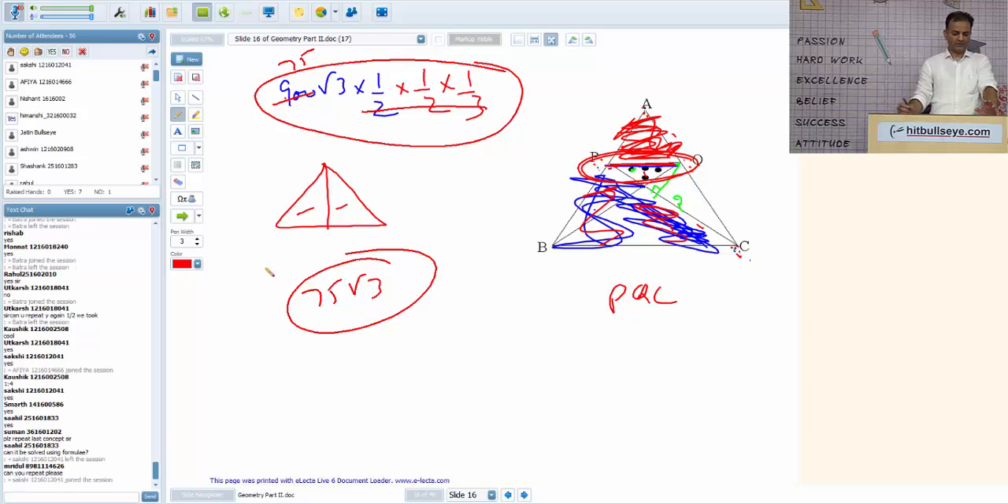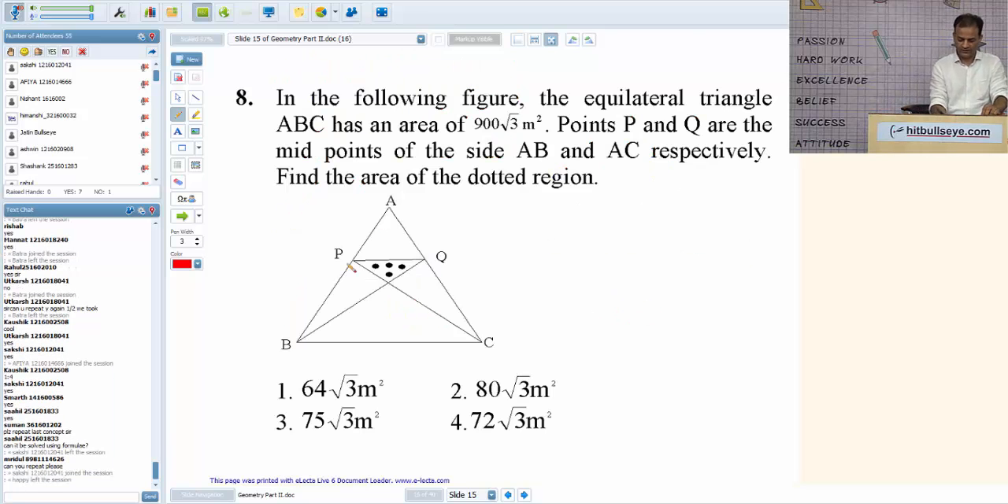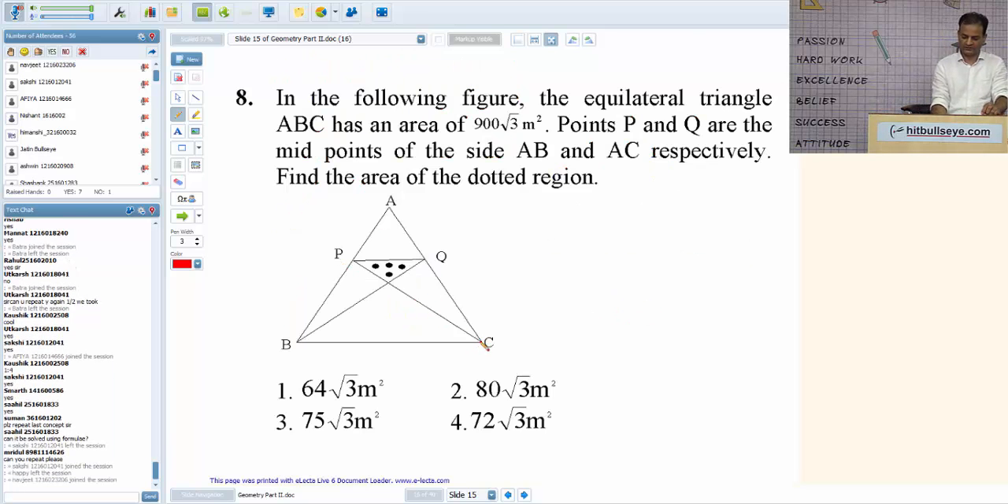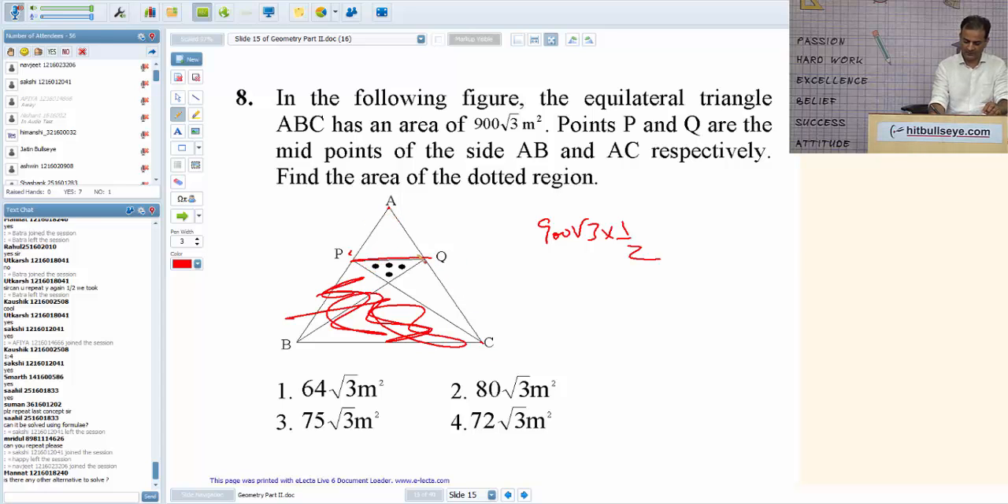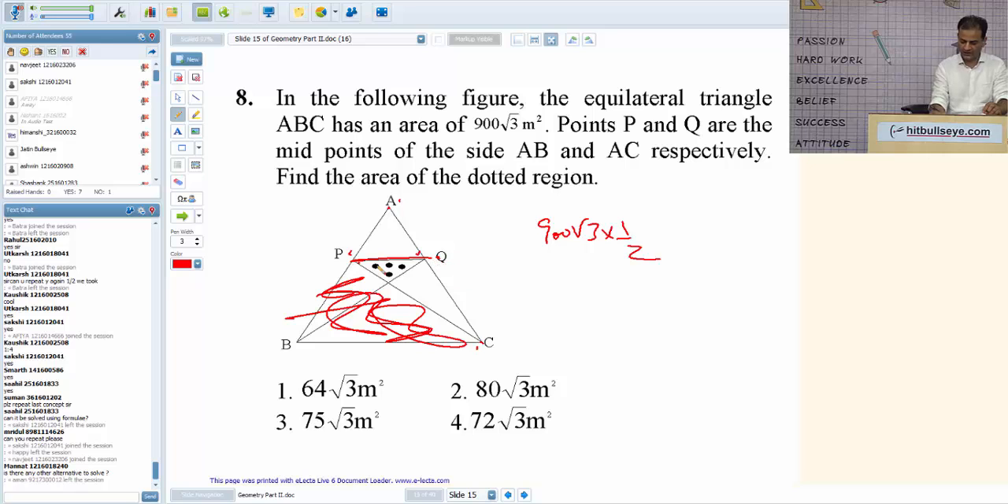Yeah, Mridul, I am trying to repeat. See, this is median. Now I am explaining this. This is median CP. So it will divide the area of the triangle into 2 equal parts. 900 root 3 into half. Again Q is the midpoint on AB, so PQ will be the median. So this triangle APQ and triangle PQC have the same area. This area and this area.